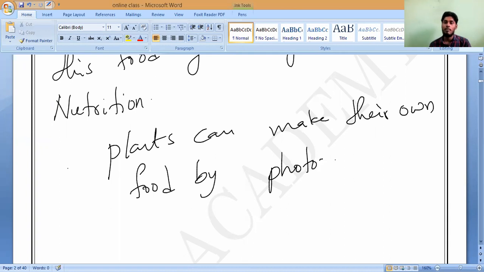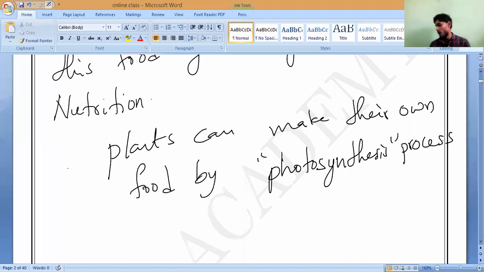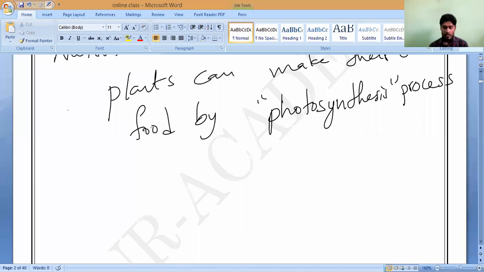Which process? Photosynthesis process. Do you understand? Do you know what photosynthesis is? If you don't know, I will tell you. Photosynthesis process.